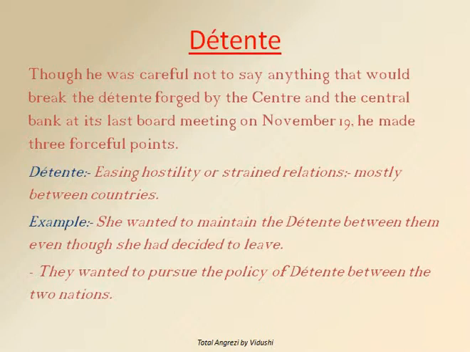I've given you 2 examples here. She wanted to maintain the detente between them even though she had decided to leave. So if you put this in a situation, say probably this girl wants to leave a particular place, and she's saying that she still wants to maintain the state of detente, which means she wants to keep a healthy relationship in spite of the fact that there has been enmity in the past. Another example is, they wanted to pursue the policy of detente between the 2 nations.